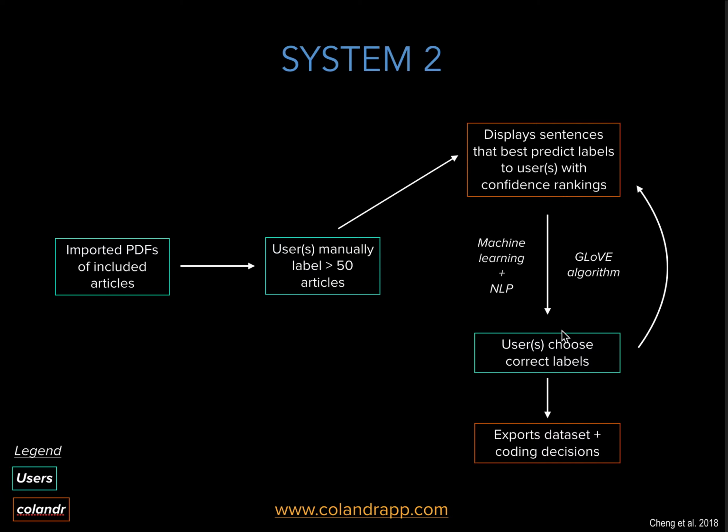In developing Colandr, we found that because disciplines differ in how much semantic variation, so how much words differ, how many different meanings a single word or phrase might have, because of this variation that exists to describe different types of topics and categories, a more universally useful methodology here was actually to display the sentences in the document that best predict the labels with confidence rankings instead of automatically sorting and labeling documents without any user oversight. So users would then choose the correct labels, and again, this is a dynamic process, so the model is constantly learning and refining the predictions. And then finally, the resulting data set and coding decisions can be exported for analysis in other programs.